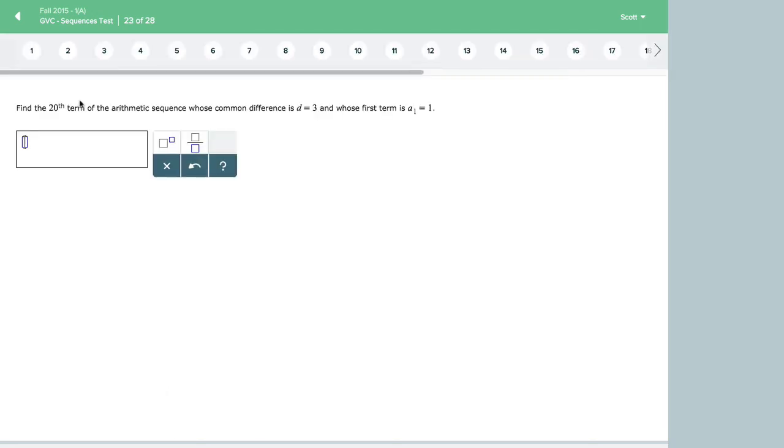23. Find the 20th term. Okay, now this one is giving us slightly different things here. It's actually giving us the parts that we fill in. The arithmetic sequence, we want to use the explicit formula because we're trying to find a certain term. So a sub n equals a sub 1 plus d times n minus 1. There's the formula. And look, we're given d and we're given a sub 1. So we just plug it in.